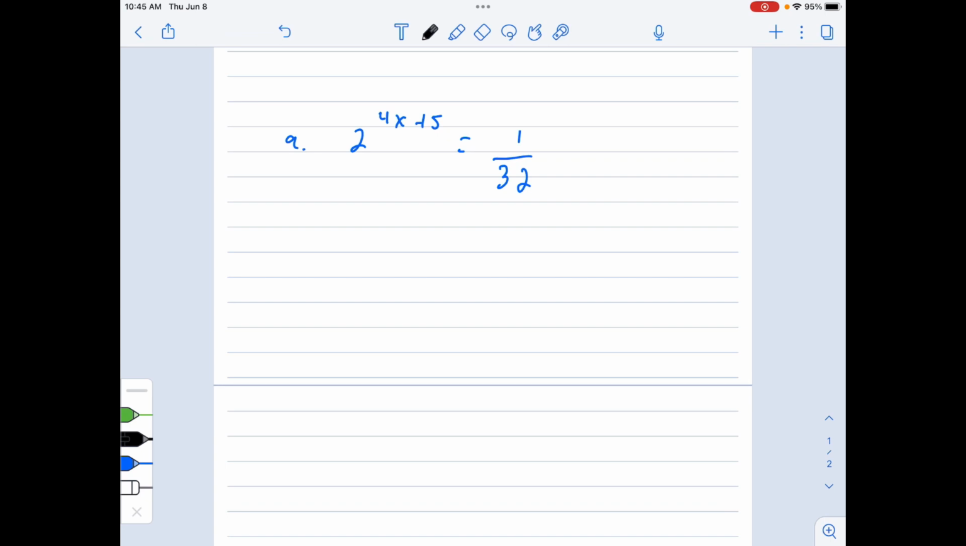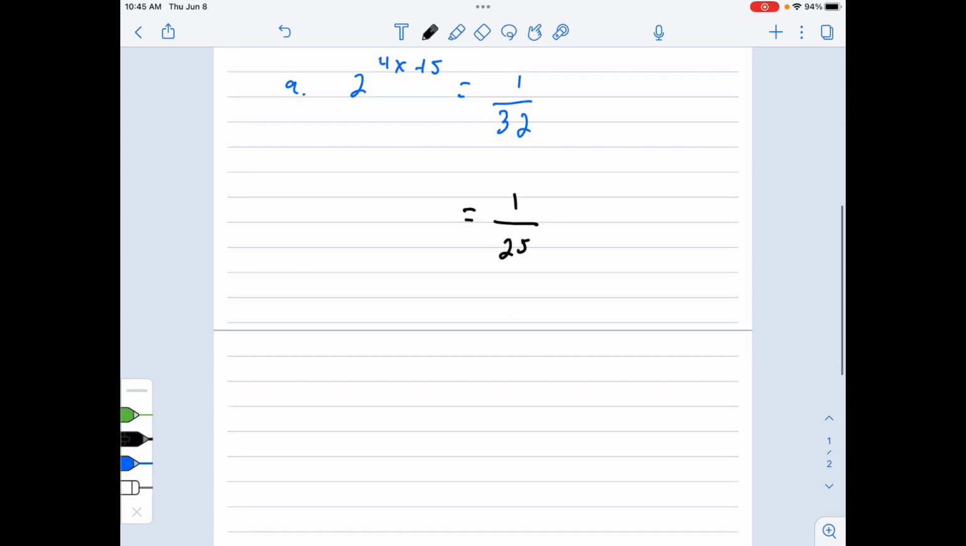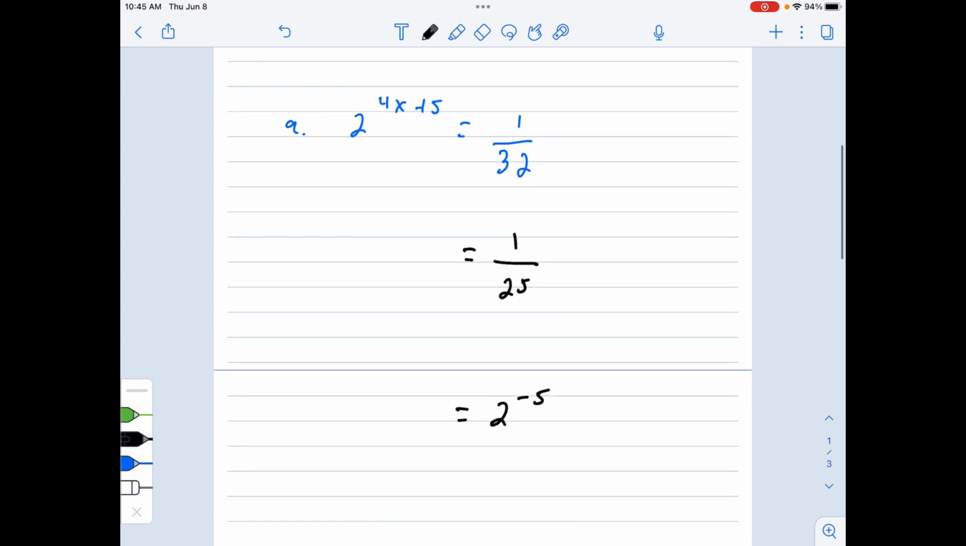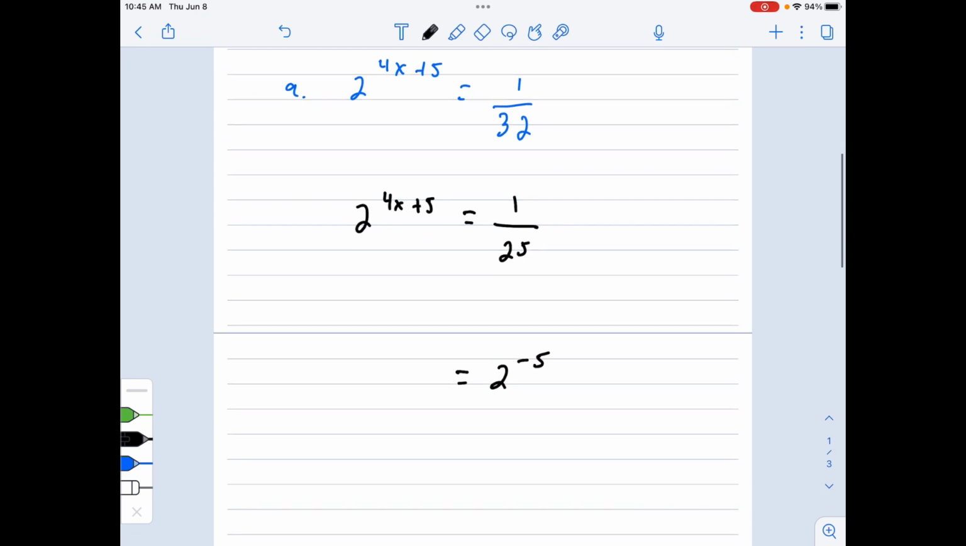Once you've got all those things checked out, you try to write both sides with the same base. What is the base in this case? I would say it's base 2. 32 is 2 to the 5th, so 1 over 32 is 1 over 2 to the 5th. Another way of writing that is 2 to the minus 5th, by properties of exponents. So both sides are now written in the same base 2.